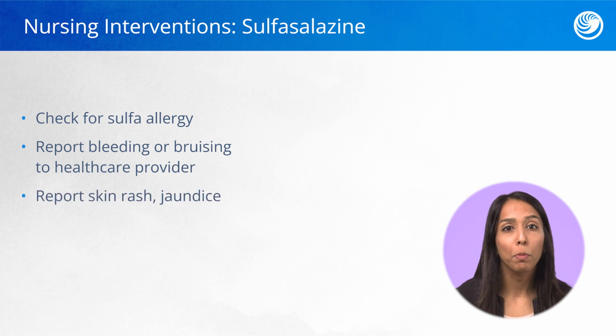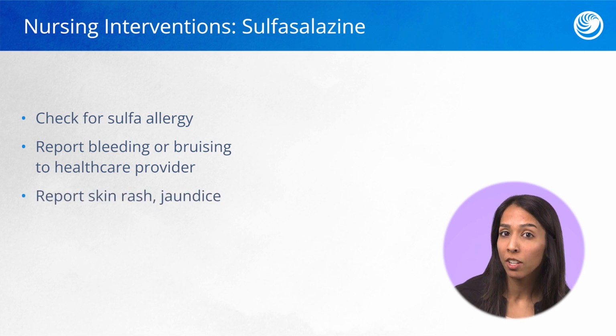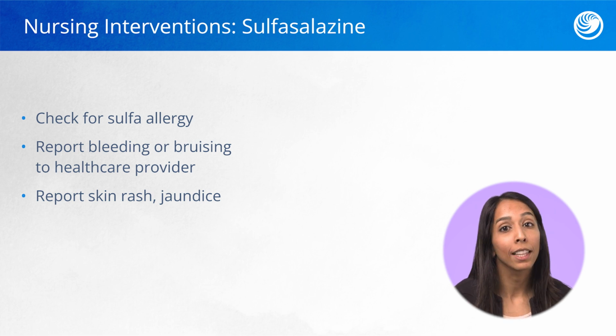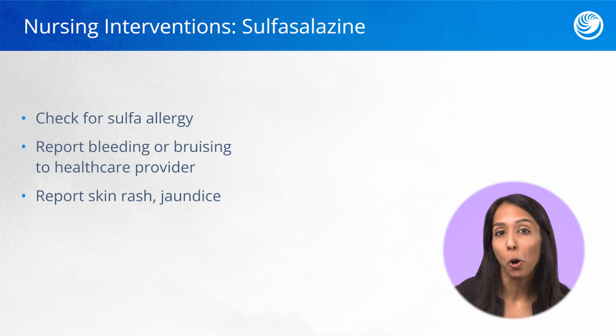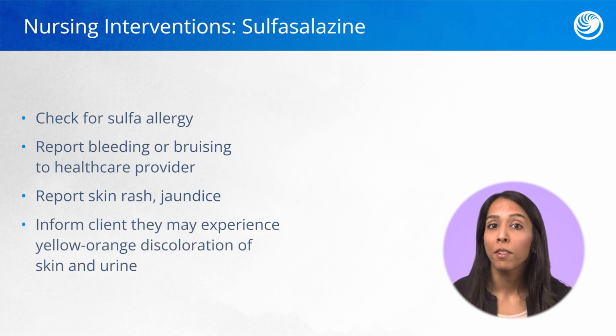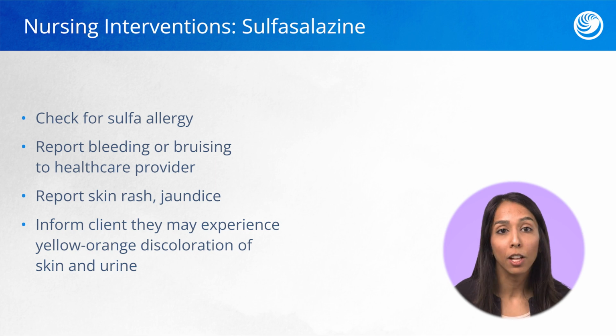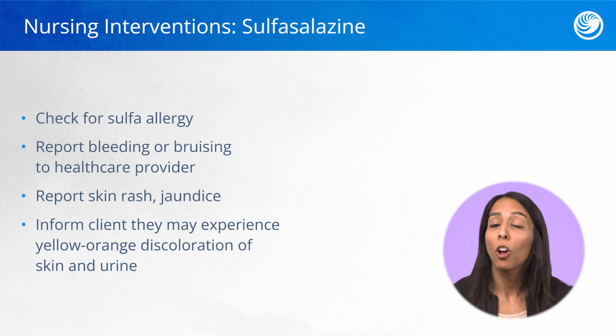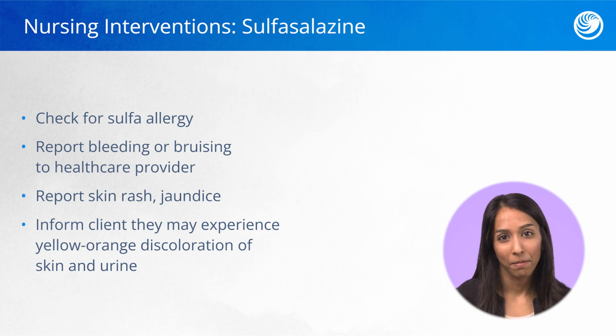Skin rashes, which may indicate a hypersensitivity reaction, and jaundice, which may indicate liver damage, should also be reported immediately. And finally, clients should be informed that they may see that yellow-orange discoloration of skin and urine, just so they're aware. Something like that can be alarming if you aren't expecting it. Last but not least, we have leflunomide.